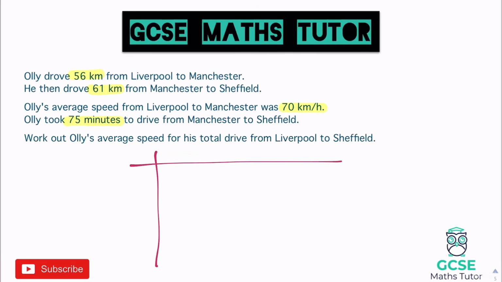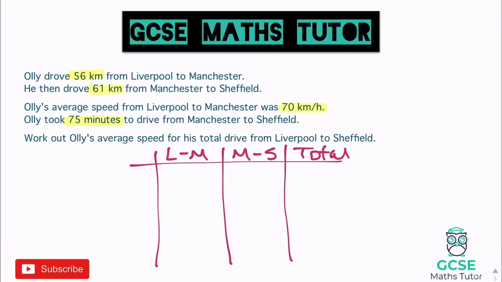Now, if I go for this journey, let's have a look. We've got L to M, Liverpool to Manchester. Then we've got Manchester to Sheffield. And we've got the overall or the total journey. There we go. And again, we're looking for a speed, a distance, and a time. And again, I'm going to put down my speed equals distance over time formula triangle.